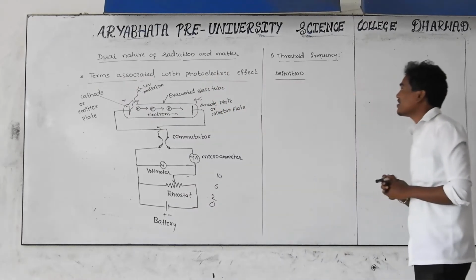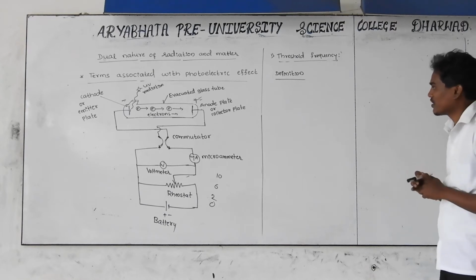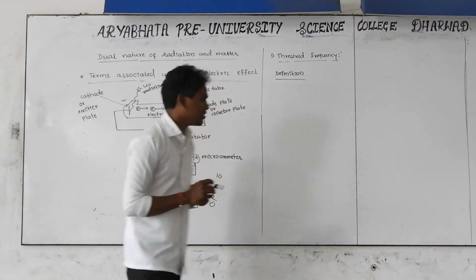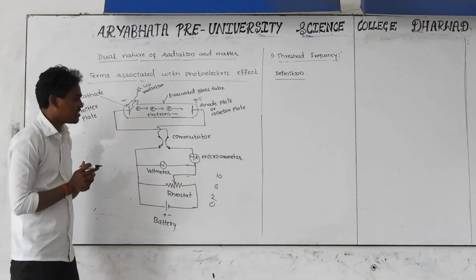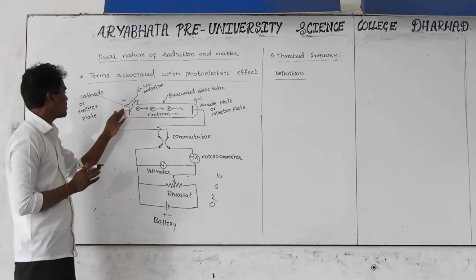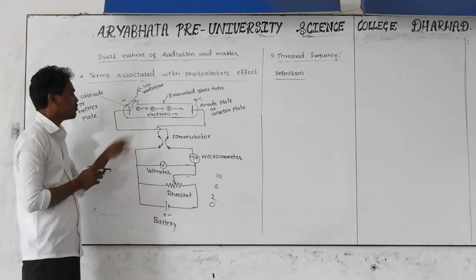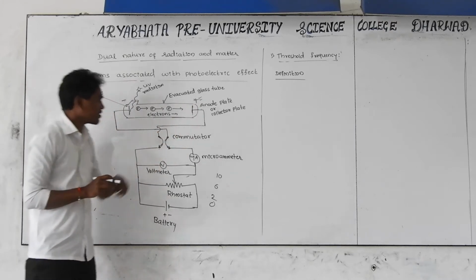In that, the first one is threshold frequency. What do we mean by threshold frequency? Before going to the definition, observe this experimental arrangement carefully. This is a cathode, also called an emitter plate or photosensitive metal. This is an anode, also called a collector plate.